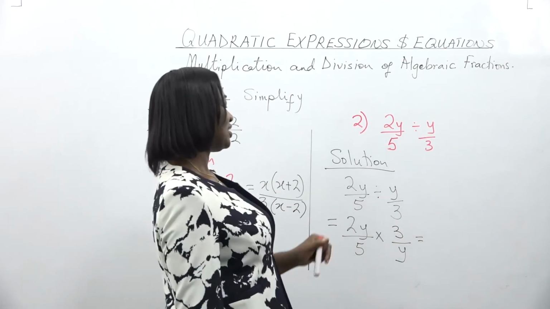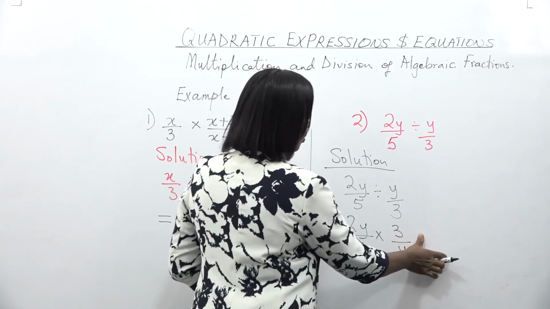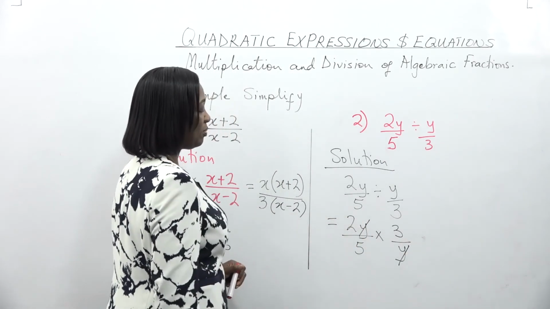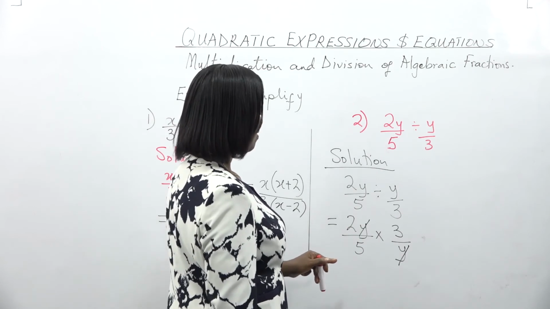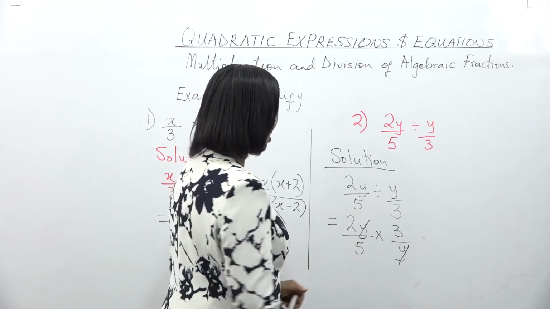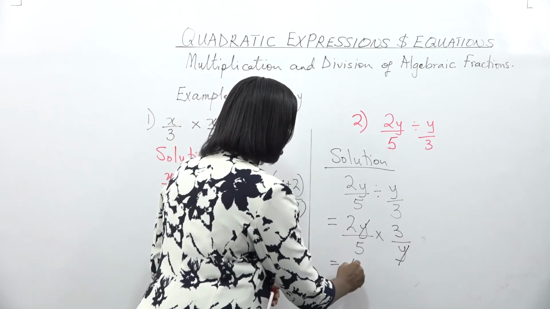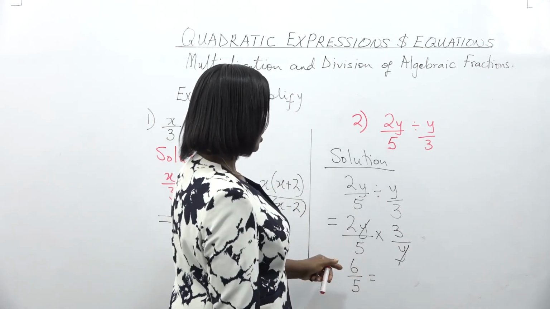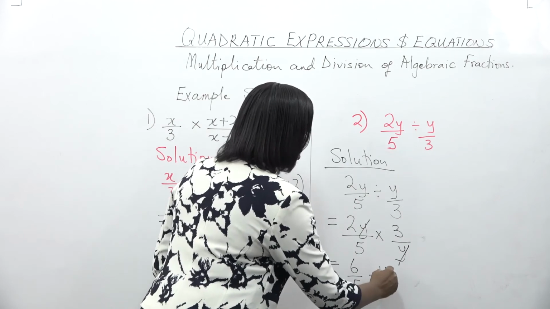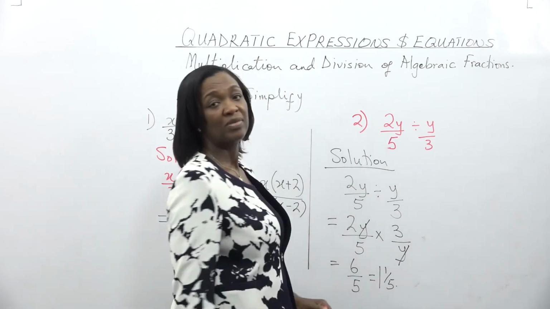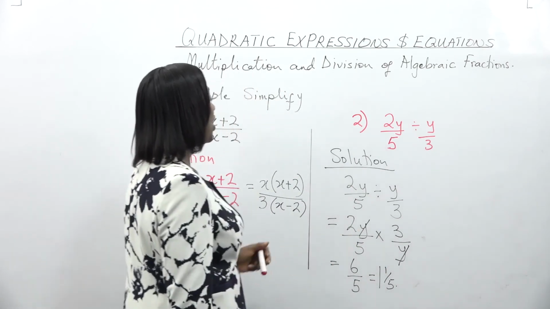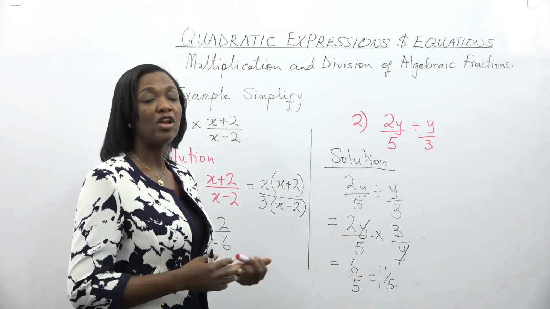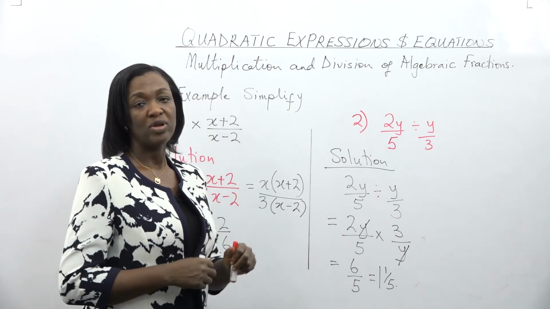Then here we can cancel out. The y can cancel out the y on top. And then 2 times 3 is equal to 6 over 5. So our final answer is 6 over 5, or 1 and 1/5. That is very simple. So when you have to multiply or divide algebraic fractions, follow the rules for working with fractions.